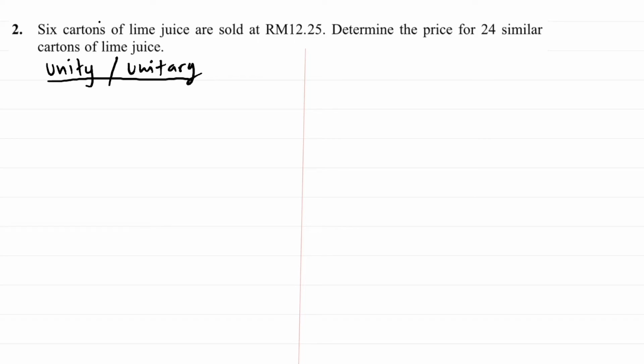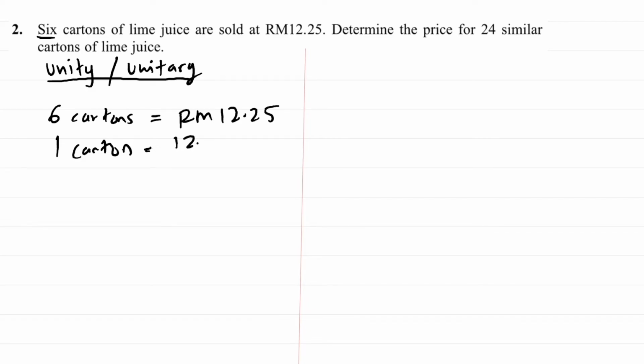So what you need to do is, you have 6 cartons here, so 6 cartons are sold at 12.25. So you find the value of 1 carton. So 1 carton here means 12.25 divided by 6, like this. You will get RM 2.04. This is for 1 carton.